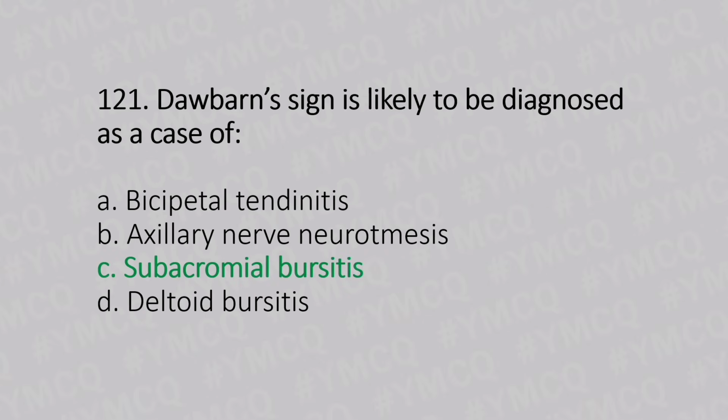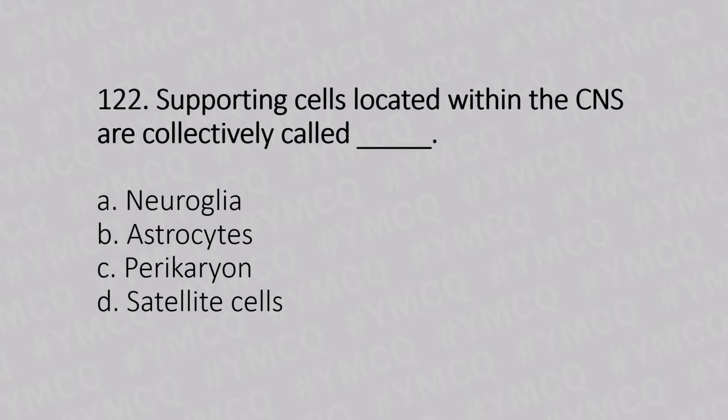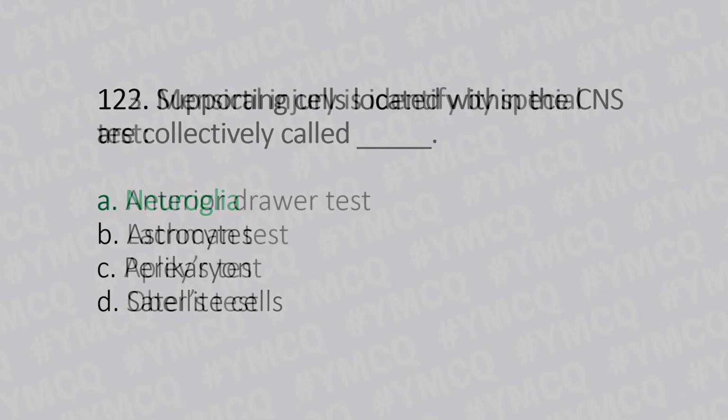Now let's move to our question number 122. Supporting cells located within the CNS are collectively called dash. Option A, neuroglia. Option B, astrocytes. Option C, pericranium. Option D, satellite cells. And the answer is option A, neuroglia.